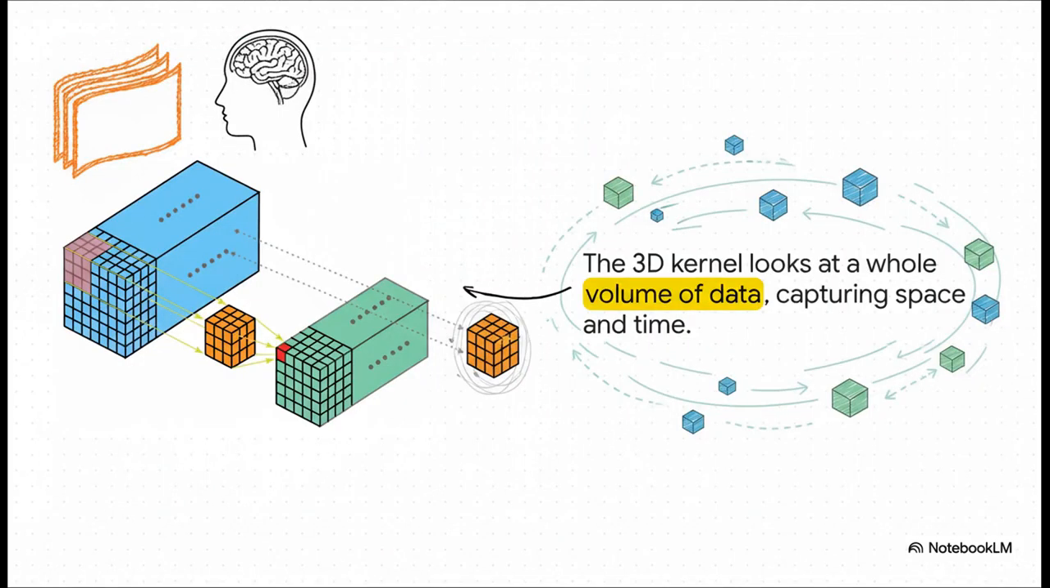So what is that stack of pages in the real world? Well, it could be the frames of a video, or it could be the individual slices from an MRI scan. And the part that does the reading, we call that a kernel. You can think of it as the AI's eyeball, its point of focus. As you can see, that 3D kernel, the orange cube, isn't just looking at a flat patch. It's looking at a whole volume of data, grabbing information from multiple frames all at once.